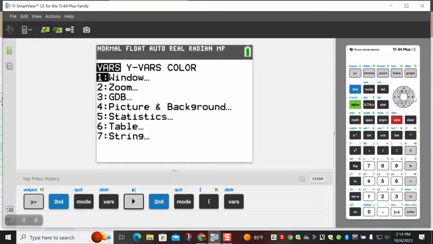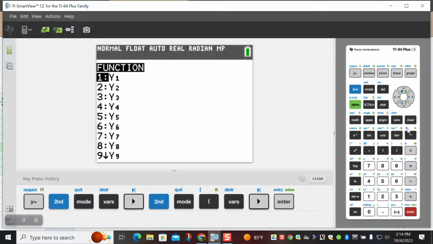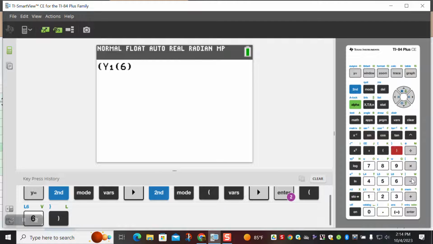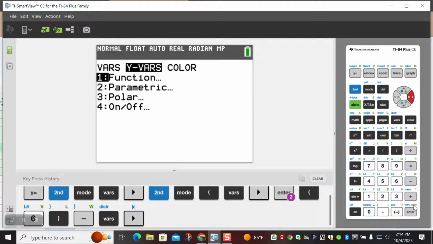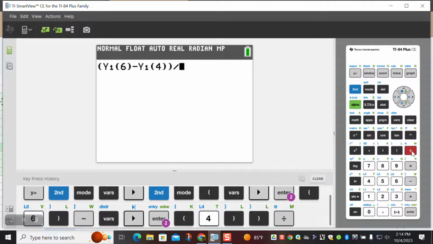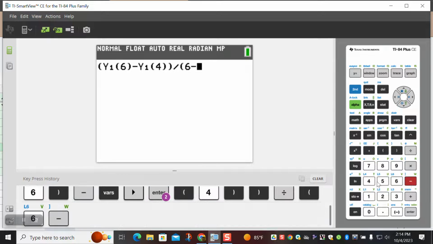So variables, y variables, y of 6 minus y of 4 divided by 6 minus 4.